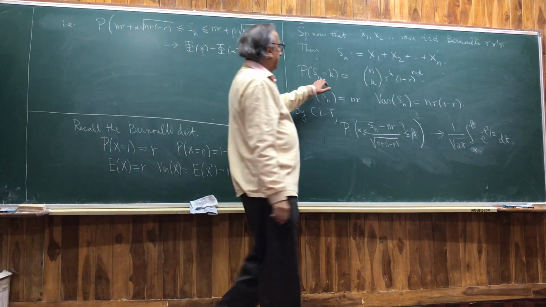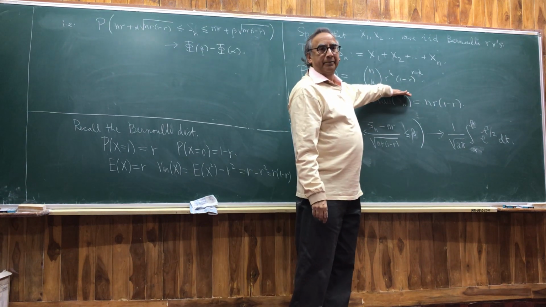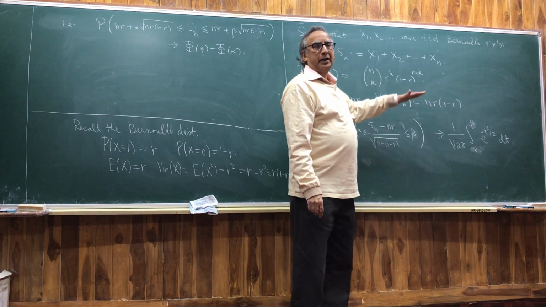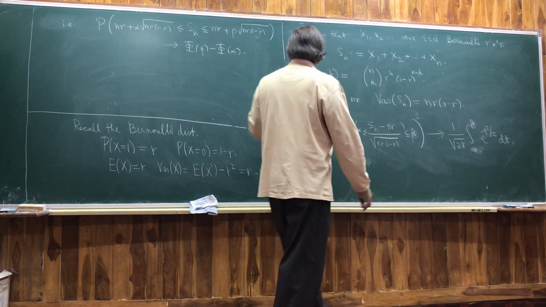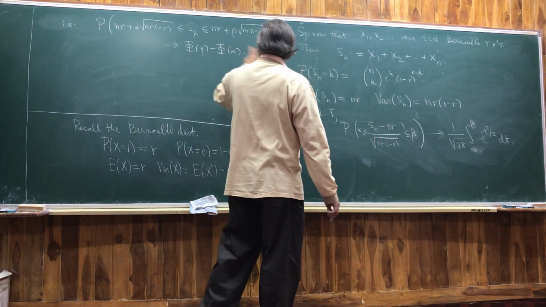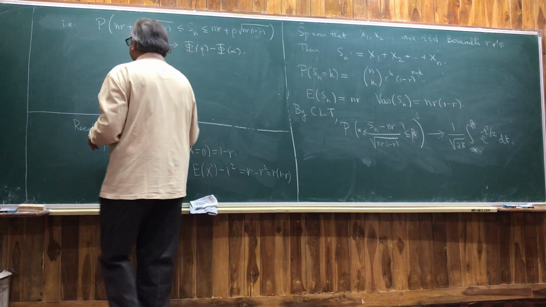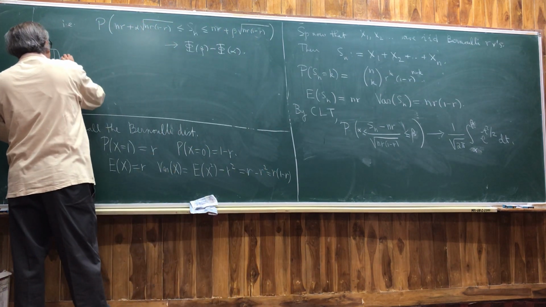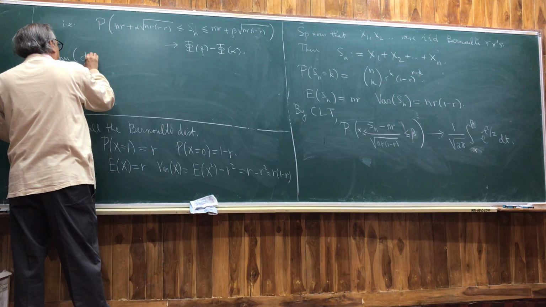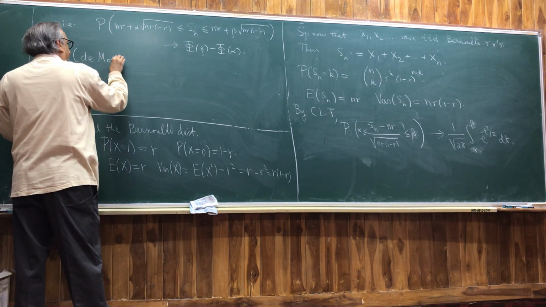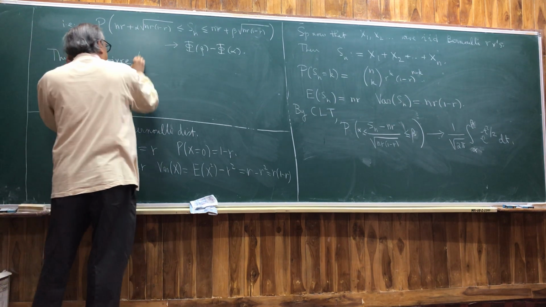the probability that Sn equals k is this. So I'm going to count, for each k in this range, I get the following theorem. So this is the theorem proved in a very complicated manner.